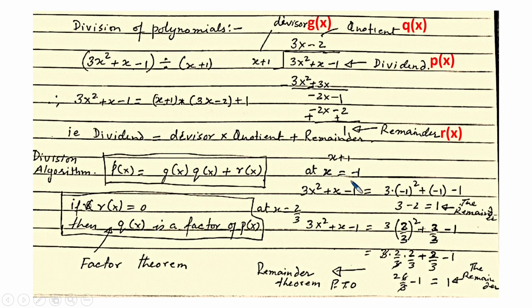So here I have shown that for x plus 1, x equal to minus 1, I substitute here and I get remainder 1. And similarly at x is equal to 2 by 3, I substitute in this dividend and I get again remainder 1. So if R of x is 0, then only we say that G of x is a factor of P of x. This divisor is a factor. Otherwise it's not a factor.